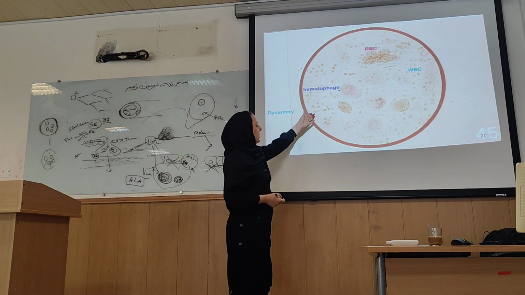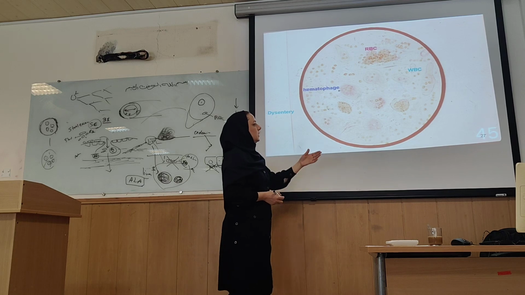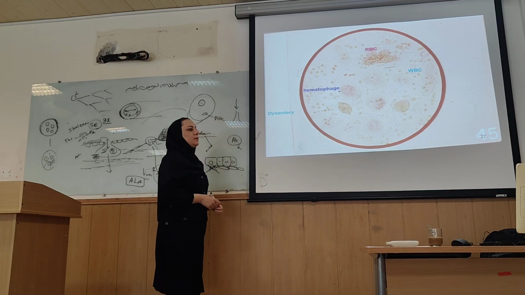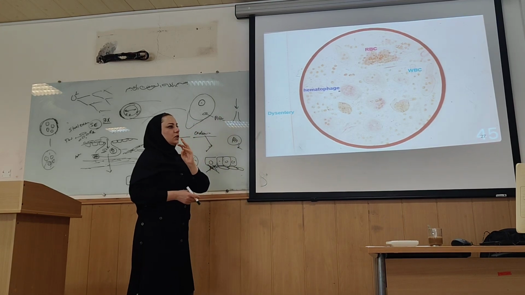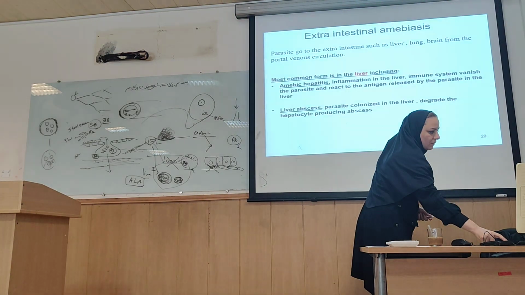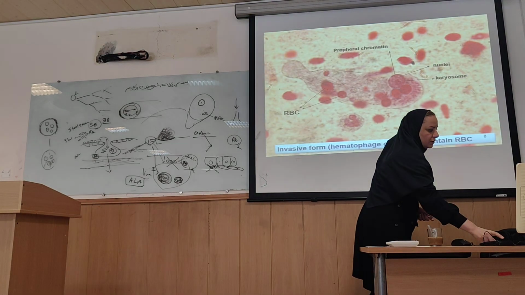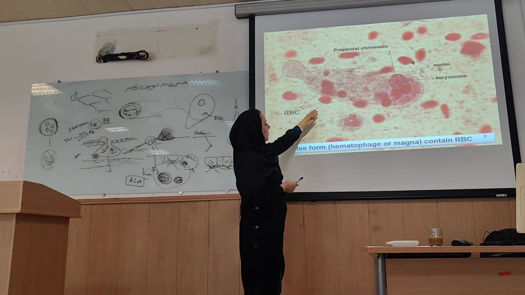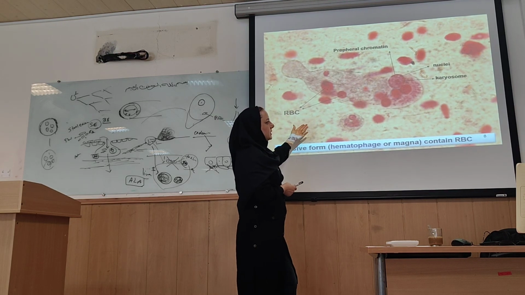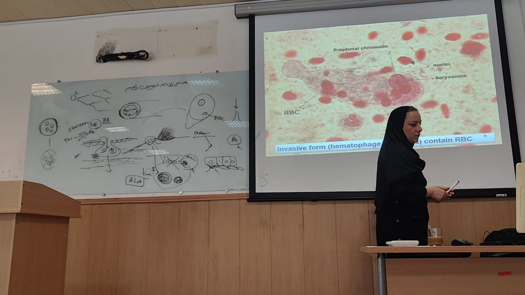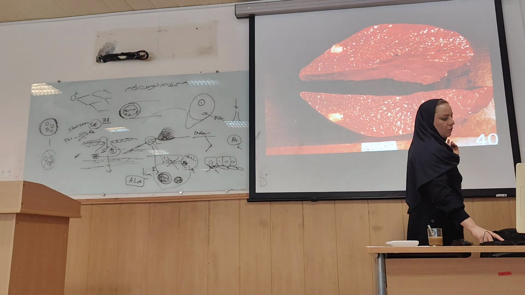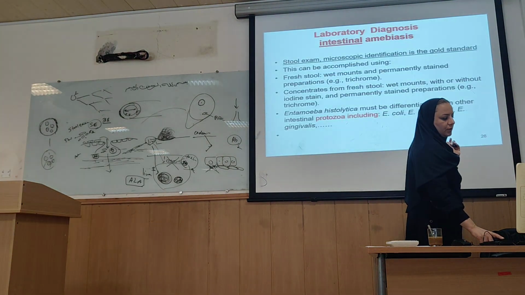In the stool exam, we have RBC, this is hematophage. This is the direct exam. We don't use permanent staining. In permanent staining, in the first slide, you see this is hematophage. These are RBC. We stain it with the permanent staining. So it is very simple. But in the routine laboratory, they don't stain the stool.